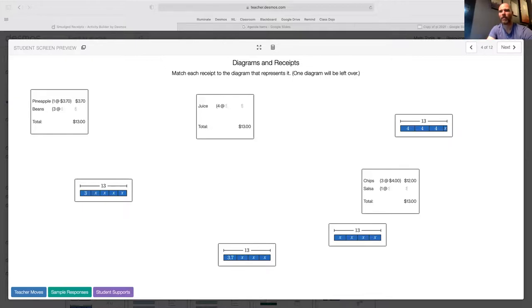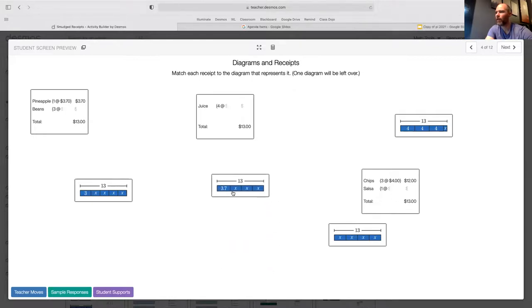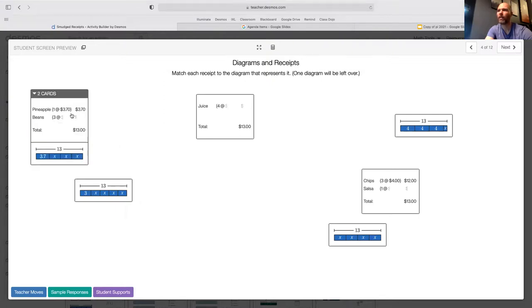Okay, switch back to the video screen, please. So the idea here is to match these tape diagrams, which really represent equations, to the smudged receipts. And I think I'll look at this one first. When I look at this card, the one that I'm kind of wiggling around, I see that it has something for $3.70 and three unknown priced things, right? Three variables. And it's all supposed to add up to $13. I think that matches this over here with the pineapple and the beans.